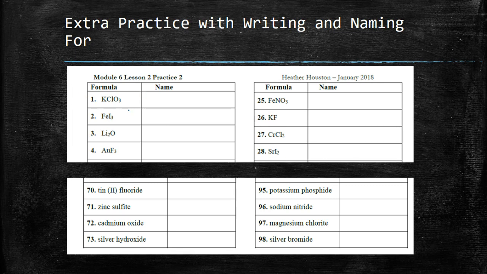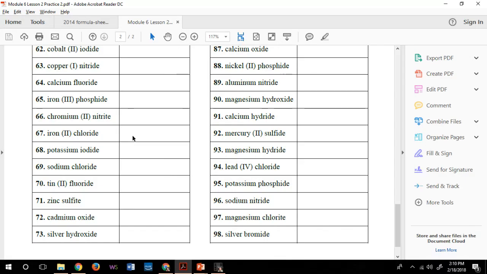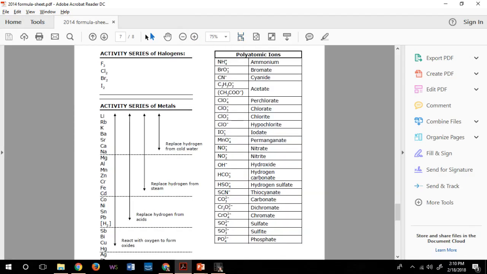All you do is you name the ions. So I recognize with this that there are 3 capital letters. What does that tell me? It tells me that somewhere along the way there's a polyatomic ion in this. And remember, you have a polyatomic ion table. If I still have mine open, I do. It's right here. Right here's your polyatomic ion table.